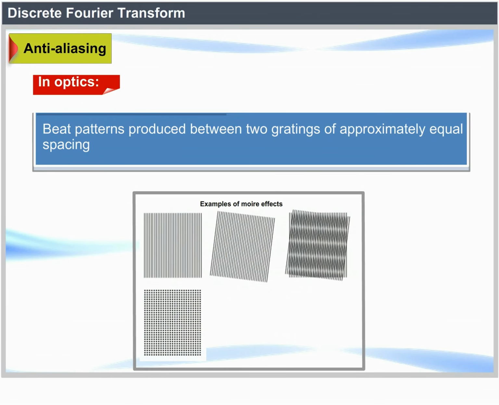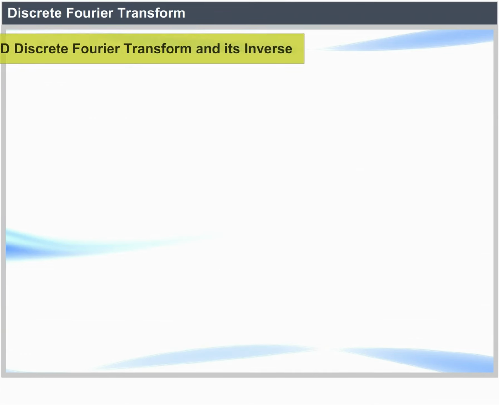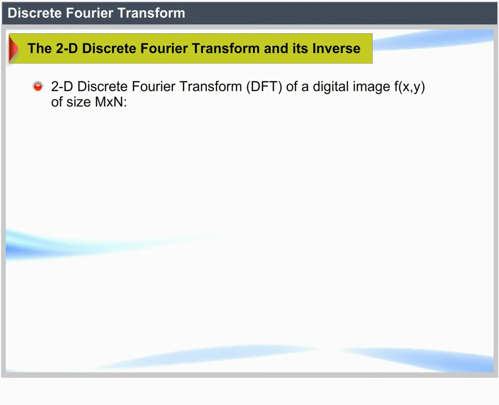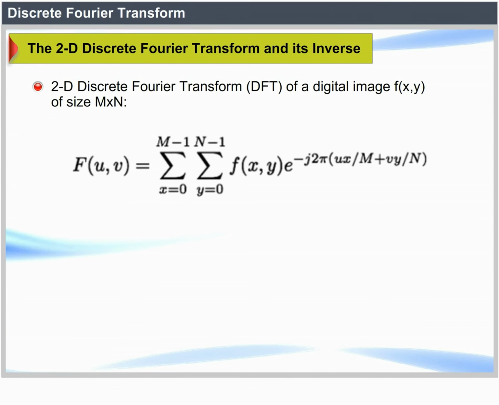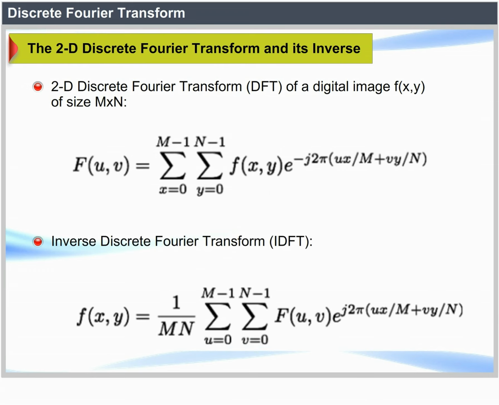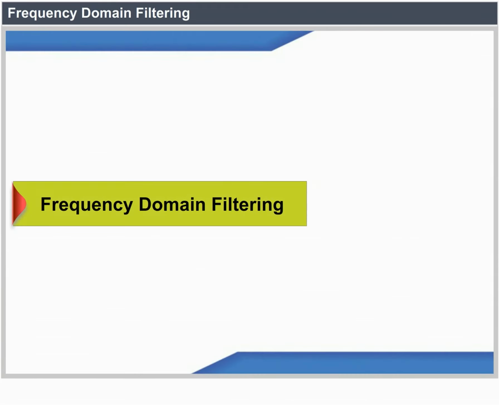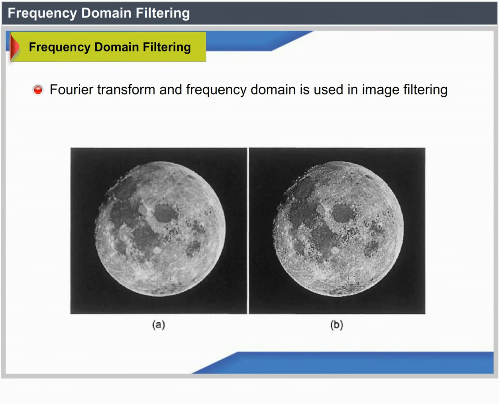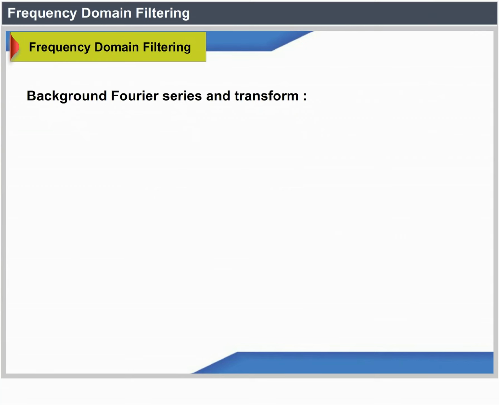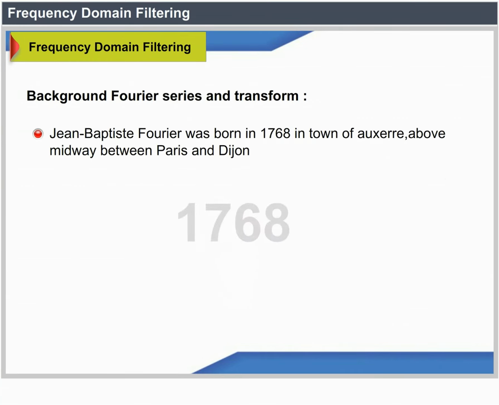Frequency domain filtering. Fourier transform and frequency domain are used in image filtering. Background: Fourier series and transform. Jean-Baptiste Fourier was born in 1768 in the town of Auxerre, about midway between Paris and Dijon. The contribution for which he is most remembered was outlined in a memoir in 1807 and published in 1822 in his book La théorie analytique de la chaleur, which means the analytic theory of heat. This book was translated into English and published by Freeman in 1878.